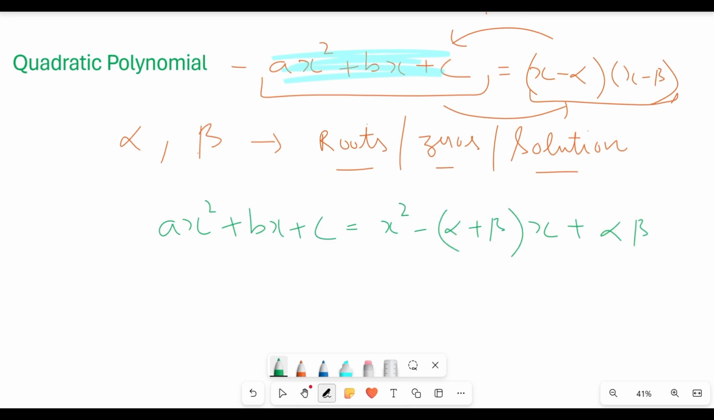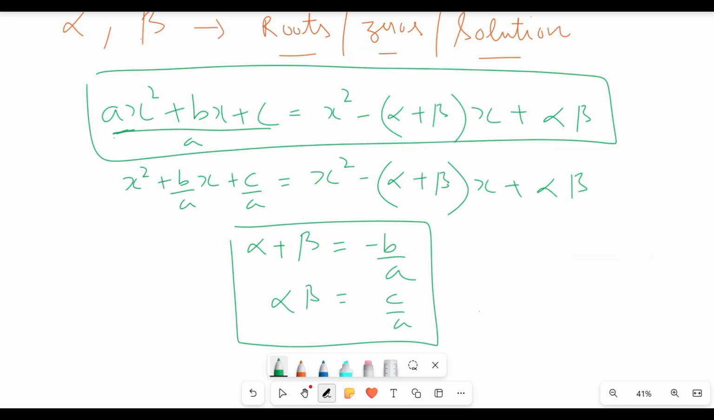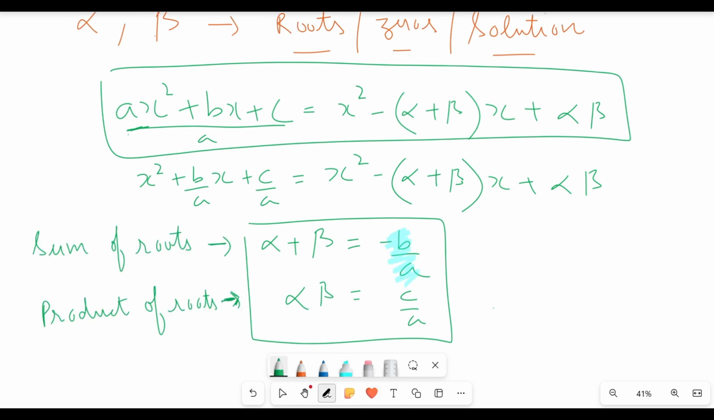After multiplying the factors, this is what I get. If I compare my LHS and RHS, the coefficient of x is a over here. If I multiply the whole equation with a, after comparing what I am seeing, alpha plus beta is minus b by a, and alpha beta is c by a. And this is nothing but sum of the roots, and this is nothing but product of the roots.